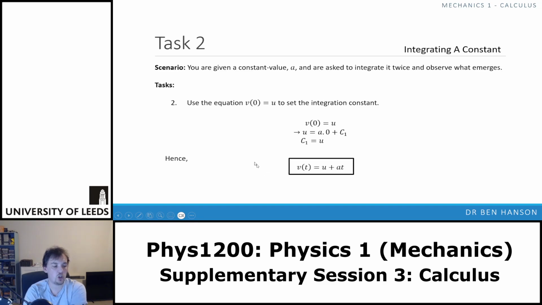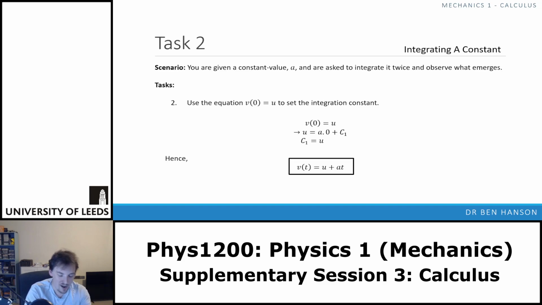So we've got our new indefinite integral. V of t is equal to u plus at. You might recognize this as one of the Suvat equations or one of the constant acceleration equations. That's exactly what this is. This is where they come from. It makes a lot of sense, because if I now say v minus u divided by t, a change in speed over a time, that equals an acceleration, right? So what we're doing here is starting with acceleration and integrating until we get speed.